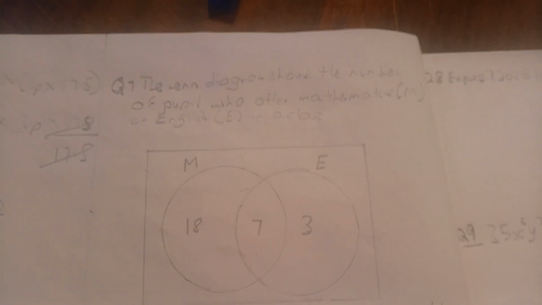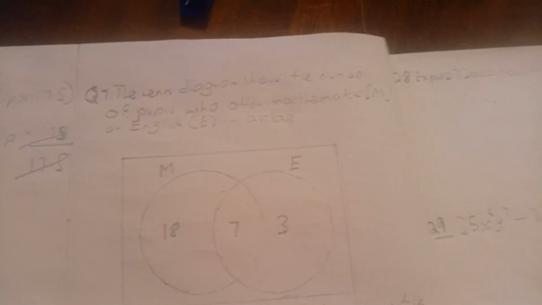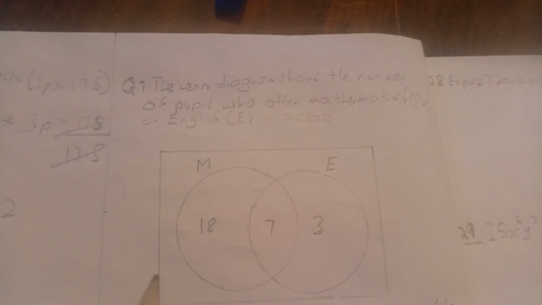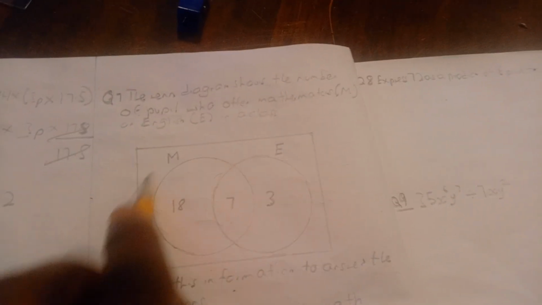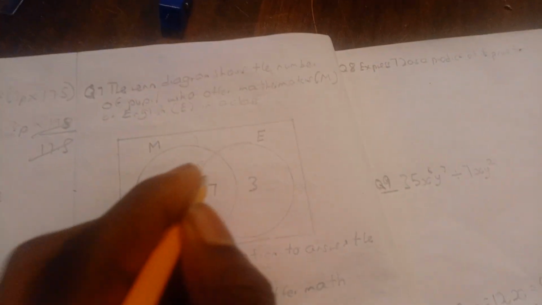The Venn diagram shows the number of people who offer mathematics or English in a class. Use this information to answer the questions. Let's read it again. The Venn diagram shows the number of people who offer mathematics or English in a class. Use the information to answer the following questions. How many people offer math? This is the people who offer math. So this whole cell contains the people who offer math. So it would be 18 plus 7.